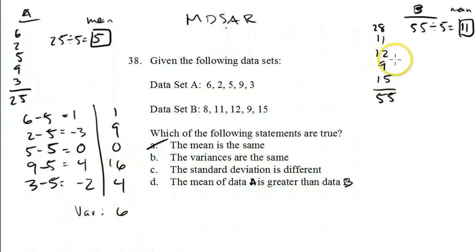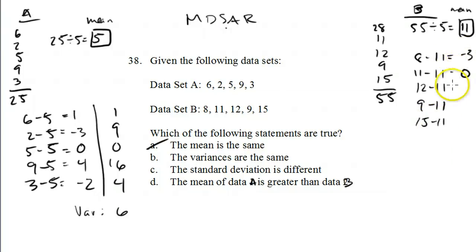Right. So doing the same thing here, I'm going to use my mean of 11, so that's 8 minus 11. So I'm doing the difference step. That's 11 minus 11, 12 minus 11, 9 minus 11, and 15 minus 11. So this will give me negative 3, 0, 1, negative 2, and 4. Squaring these will give me 9, 0, 1, 4, and 16. So there's the square step.